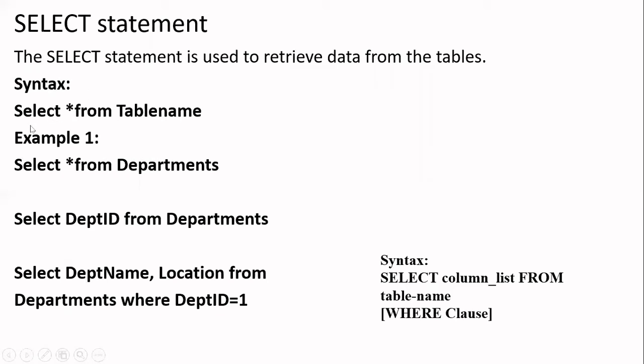We have written the syntax here. Select, if you want to retrieve whole data, we can write a star. A star means whole. So select star from table name. This is the syntax. So what is our table name? That is department. So select star from department.